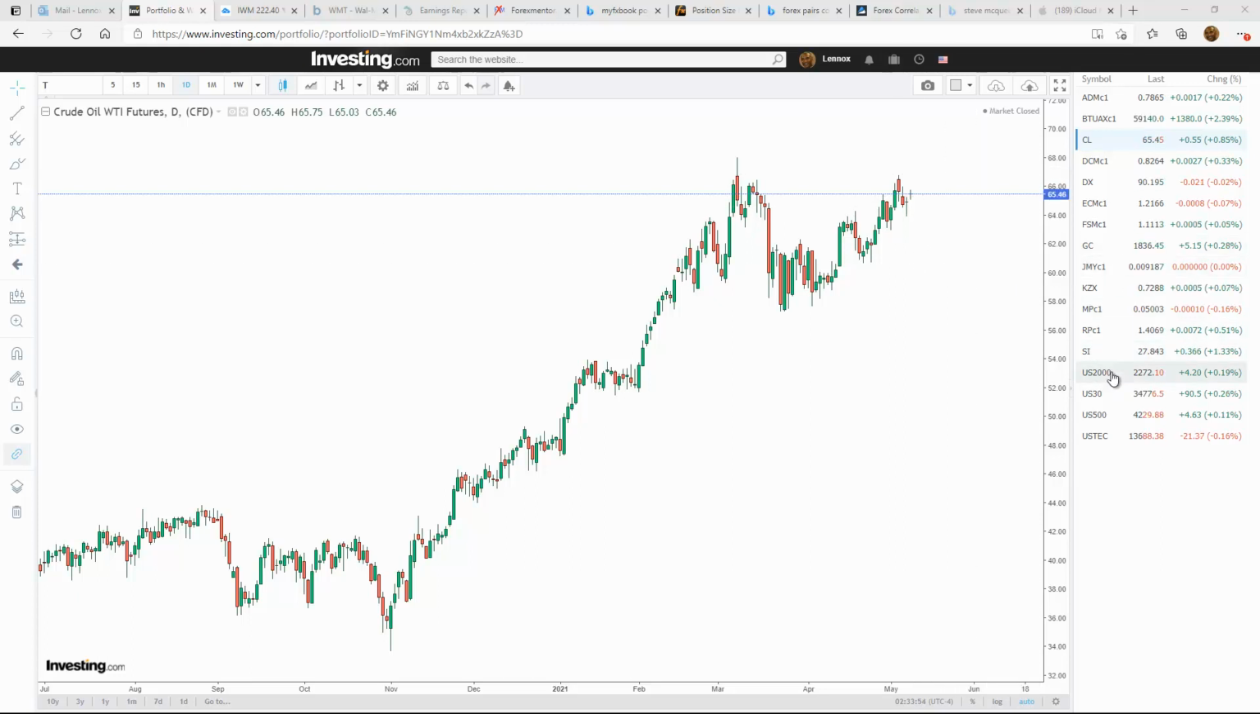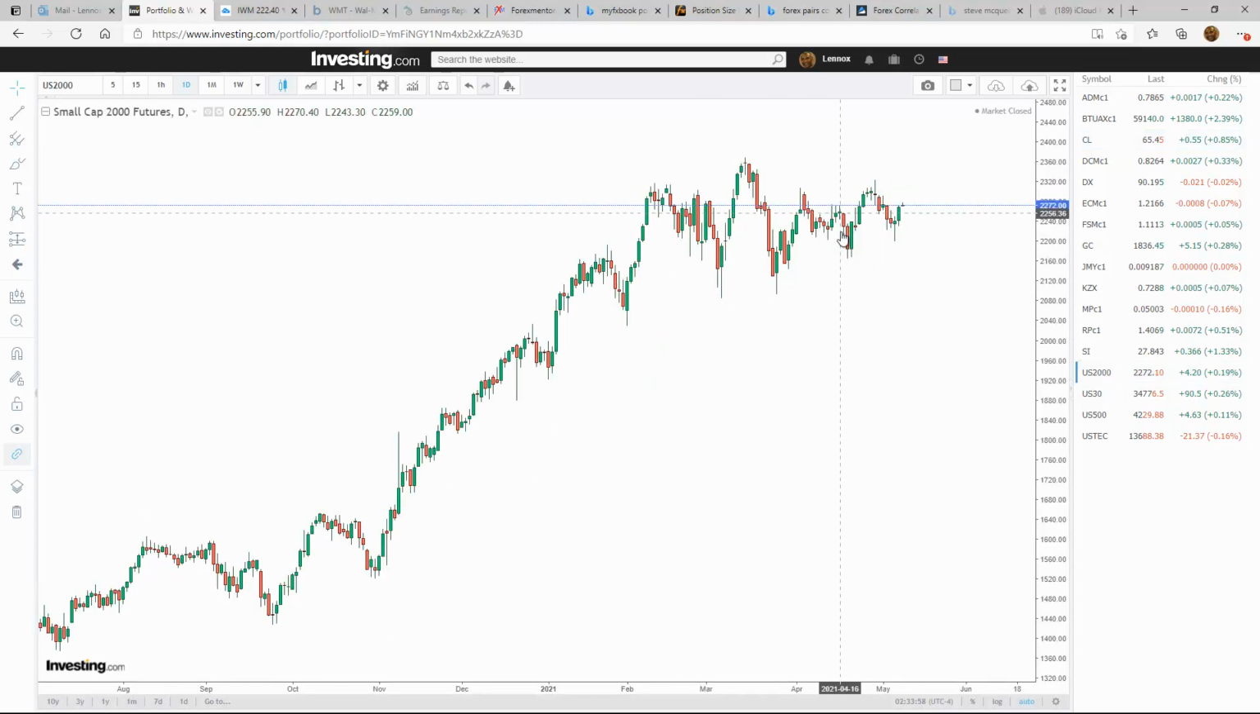Then we have the Russell 2000. This is on the daily. It's been climbing steadily. We're getting continued moves to the upside, so I would continue to see this pushing up. So strength in the Russell 2000. Those are the small cap stocks.